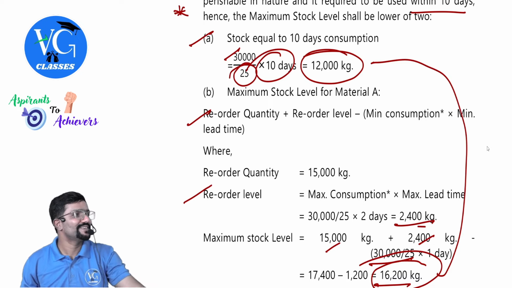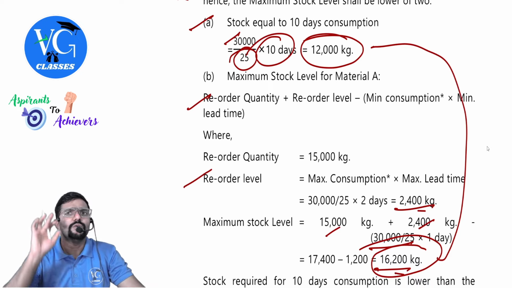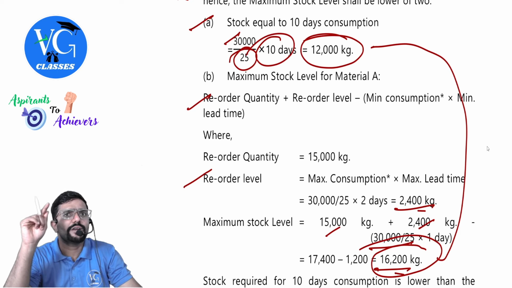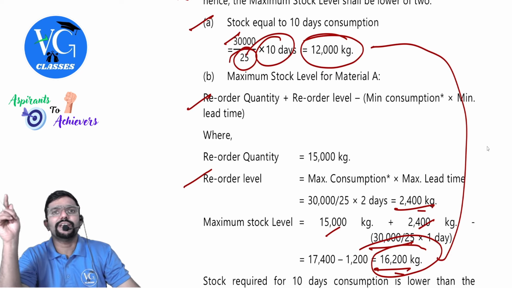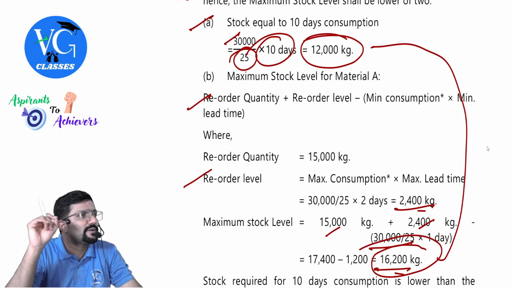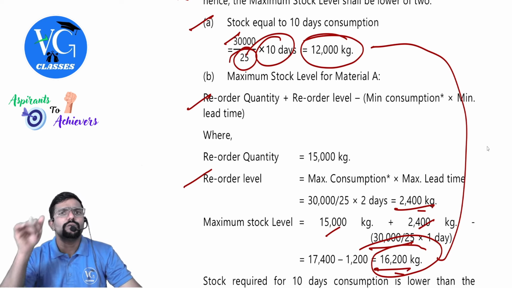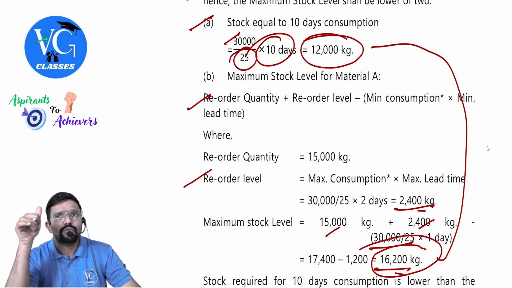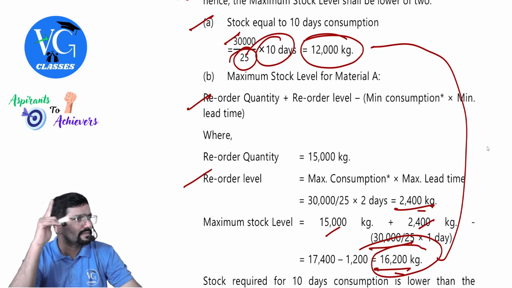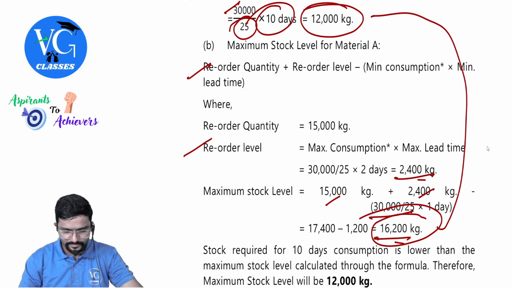Whichever is lower. Hope you're understanding. Here I cannot blindly apply only the formula. I have to apply the formula and check it, as the material has a limited life of 10 days. For 10 days, what is the consumption? 12,000. Take whichever is lower. Hope you guys got it. Clear? Yes.